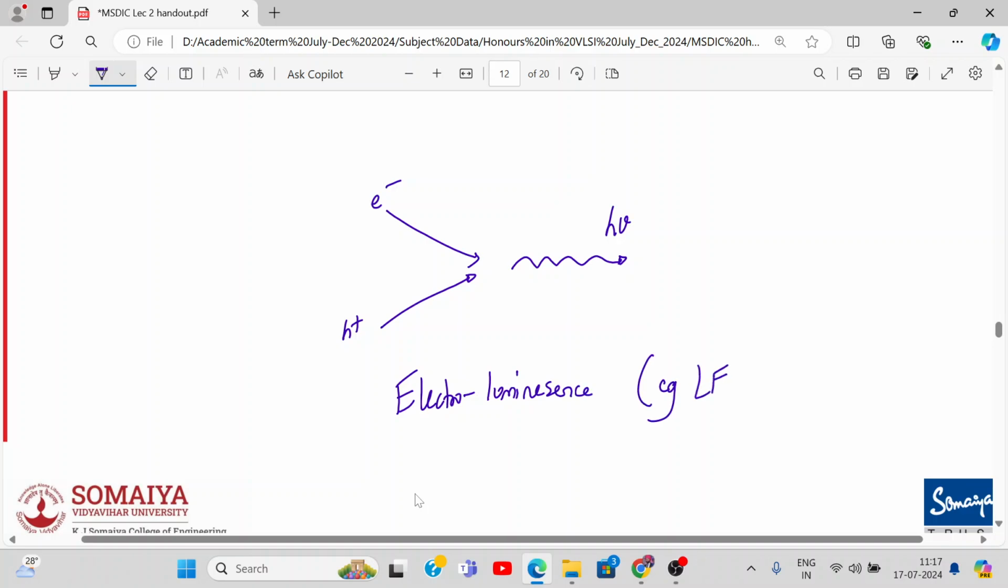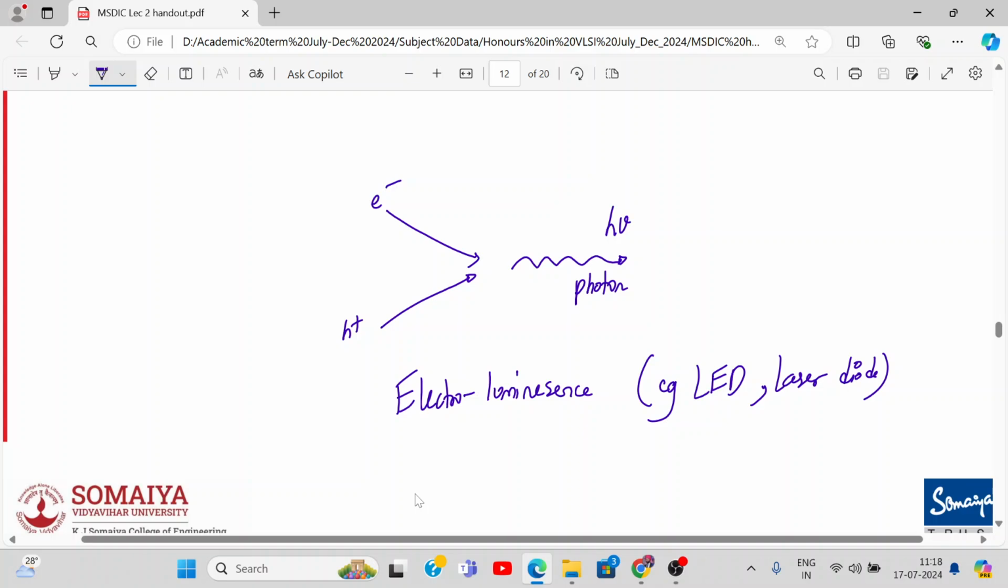Example is LED, laser diode. So electrical energy to light energy. This is photon, which will emit light. You remember there are different colors of LEDs, right? Red, blue, green, yellow, ultraviolet also. So these depend upon the different materials. Whenever a free electron and a hole in a semiconductor material recombine, they give away the energy as light. Agree?